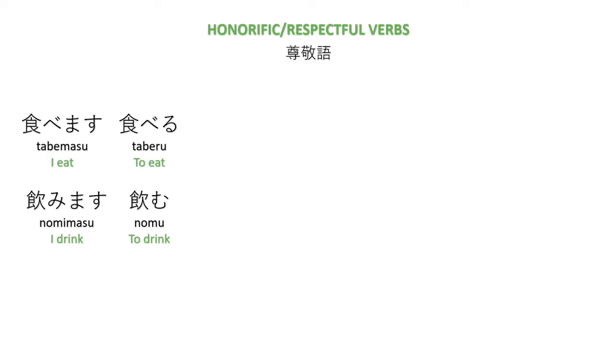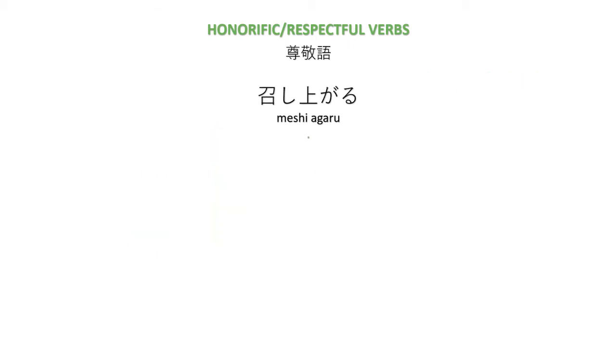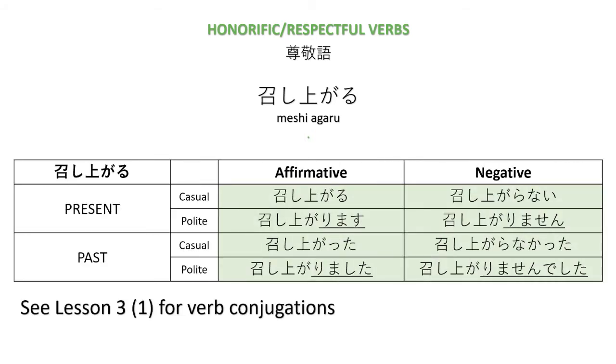So for taberu and nomu, to eat and to drink. Taberu, nomu, the casual form. Tabemasu, nomimasu, the polite form. Its honorific or respectful equivalent verb is meshiagaru. The conjugation of meshiagaru is meshiagarimasu, meshiagarimasen, meshiagarimashita, meshiagarimasen deshita. You can see lesson 3, part 1 for verb conjugations.